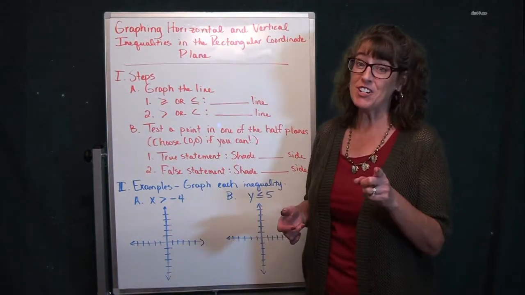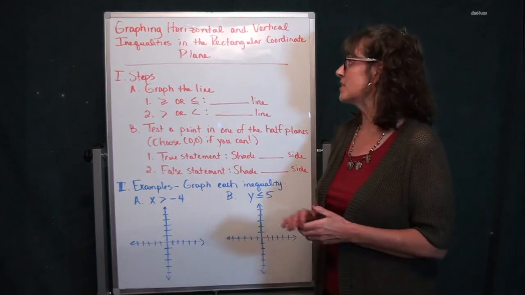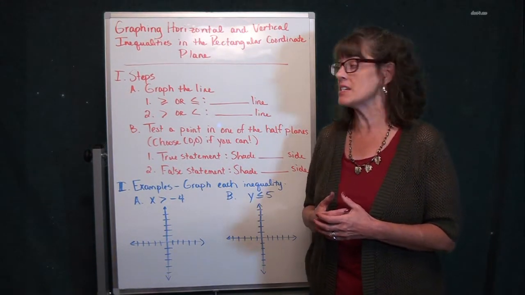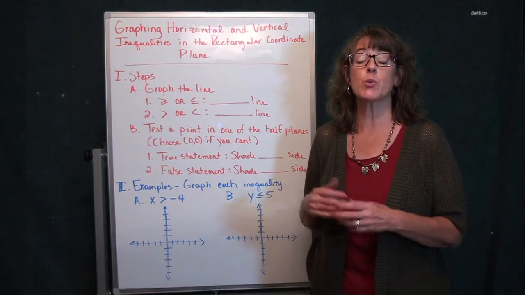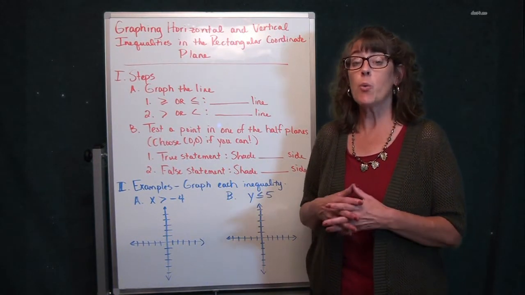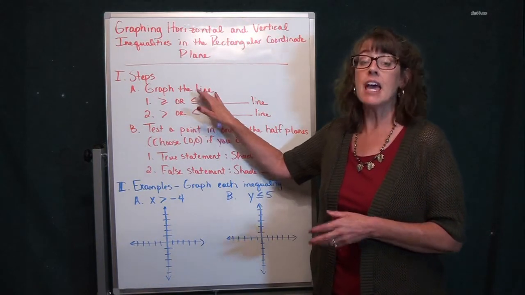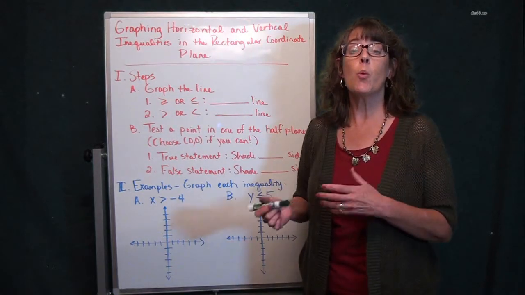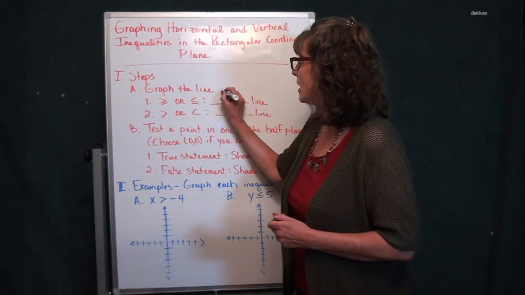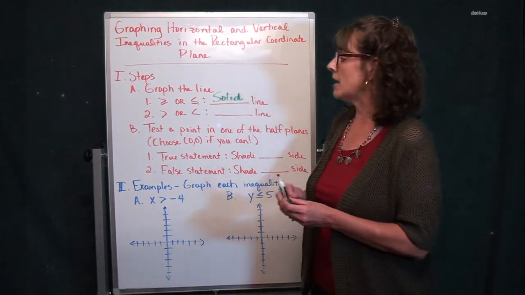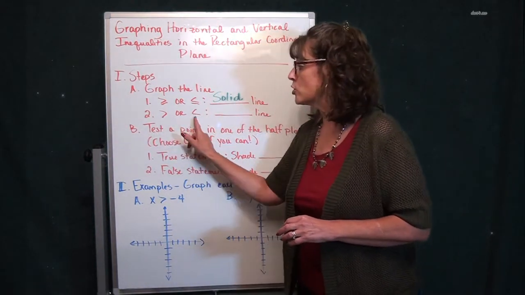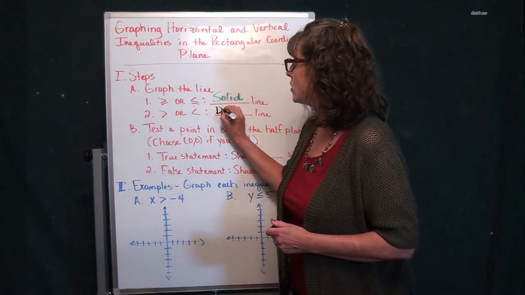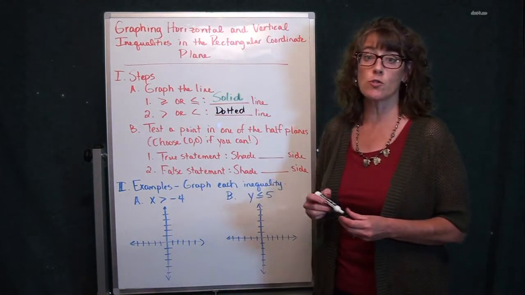Okay. But what is good is graphing horizontal and vertical inequalities in the rectangular coordinate plane. Now, what you're going to find with your horizontal and vertical inequalities is you're going to have the same steps that you had when you were graphing linear inequalities in two variables. What that means is you're going to graph the line, and just like before, if you had an equal to part, greater than or equal to, or less than or equal to, what happened to your line? Yes, it was a solid line. However, if your inequality had no equal to part on it at all, then what happened to your line? Yes, it was a dotted line.